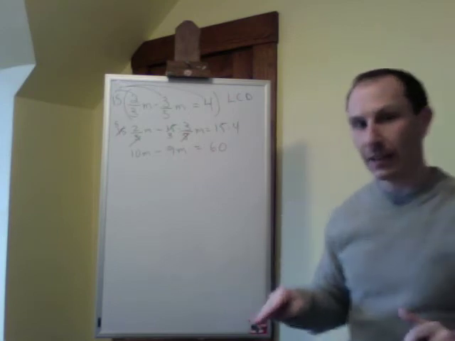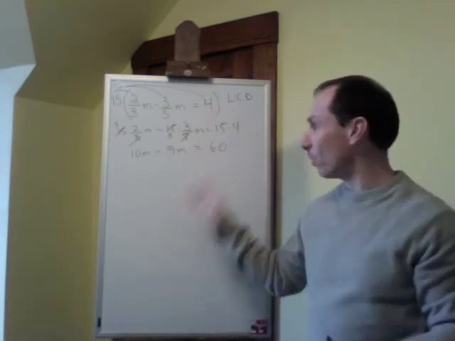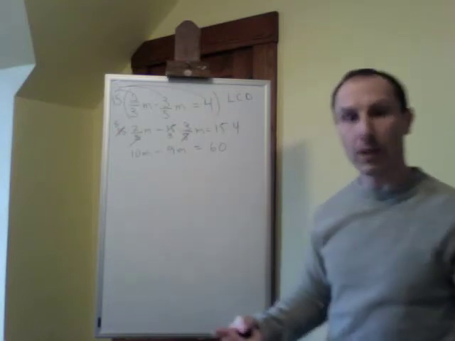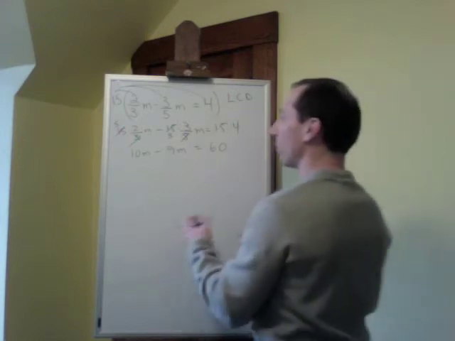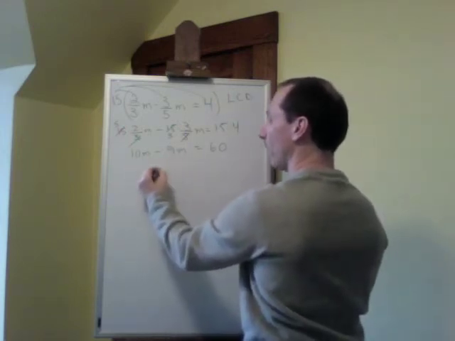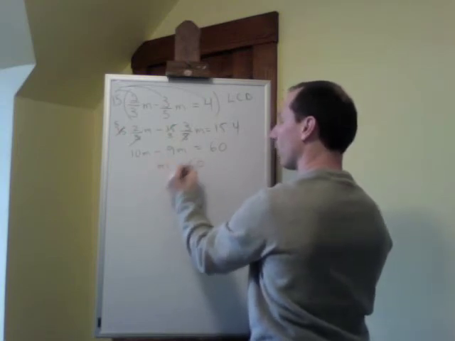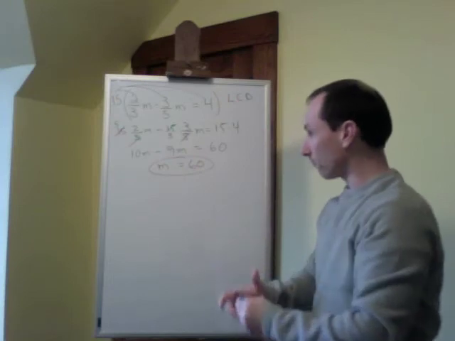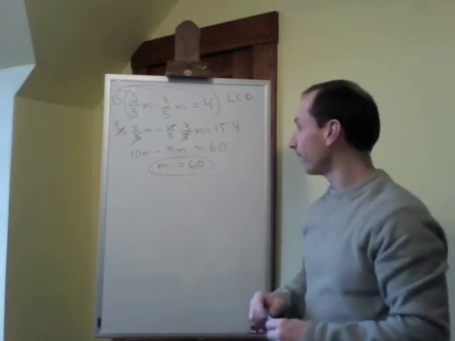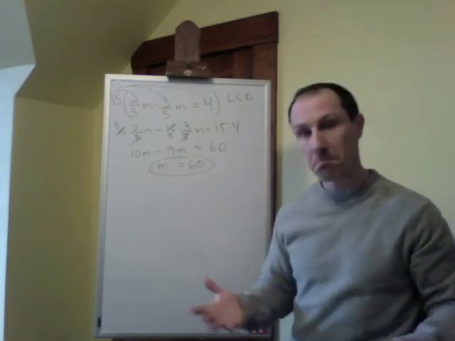At this stage of the game, after this has happened, you should not have any more denominators. Or I should say all of your denominators should be 1, no ugly fractions left over. Now it's just a matter of combining like terms. 10m minus 9m is m, or 1m, equals 60. And we're done. That is so much better, easier, and more arithmetic friendly than dealing with fractions.